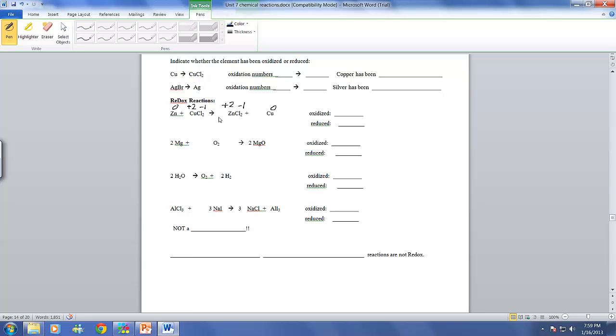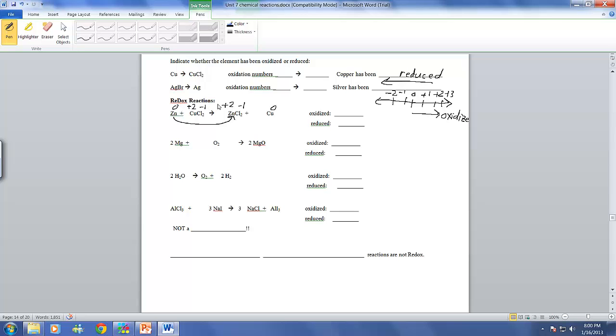So look at the chlorines. They did nothing. I don't care about those then. I'm going to totally ignore those. So what happened? Zinc went from a 0 to a +2. Sometimes it helps to think of a number line. 0, +1, +2, +3. When you see an increase in the number, we say it's been oxidized. Okay, so when you see the opposite, when you see the oxidation number decrease, that is when it has been reduced.